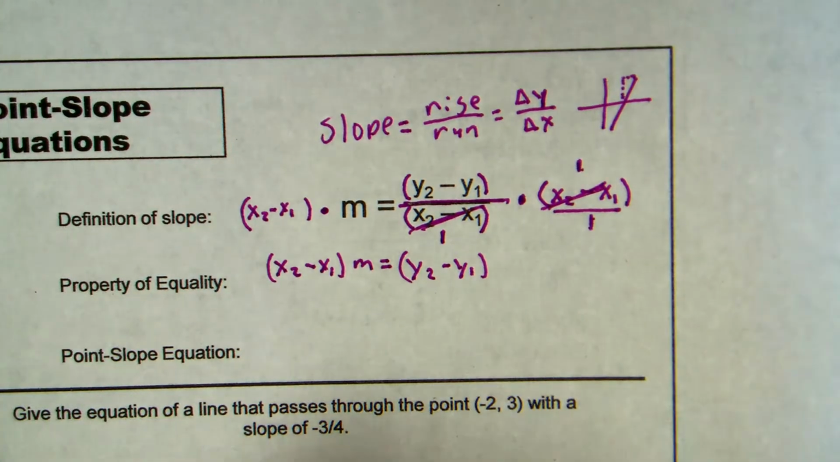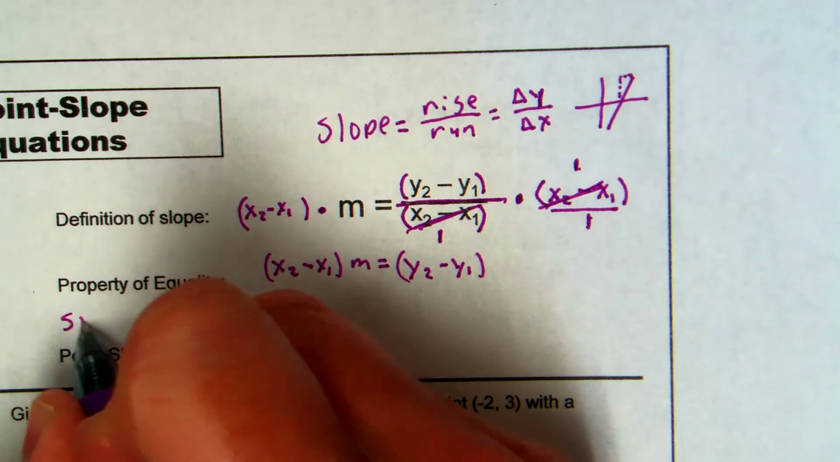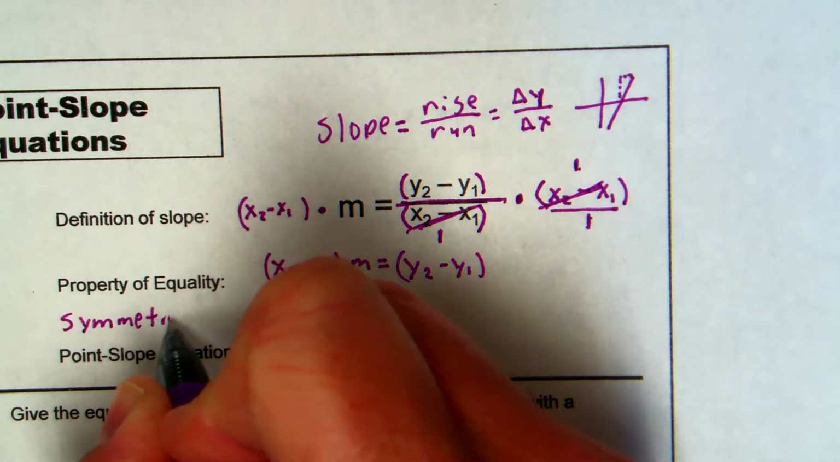The second thing I'm going to do is use a formula or a rule that's not written here. It's called the property of symmetry, or the symmetric property.